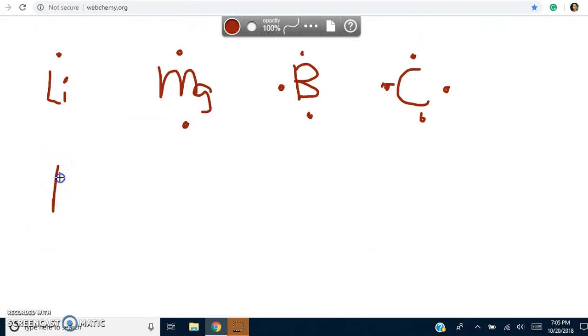Nitrogen. Nitrogen is in group 5A, so it should have 5 valence electrons. So the way you write the electrons would be top, bottom, left, right, and then pair up clockwise. So this is the 5th electron. So you see 1, 2, 3, 4, 5.